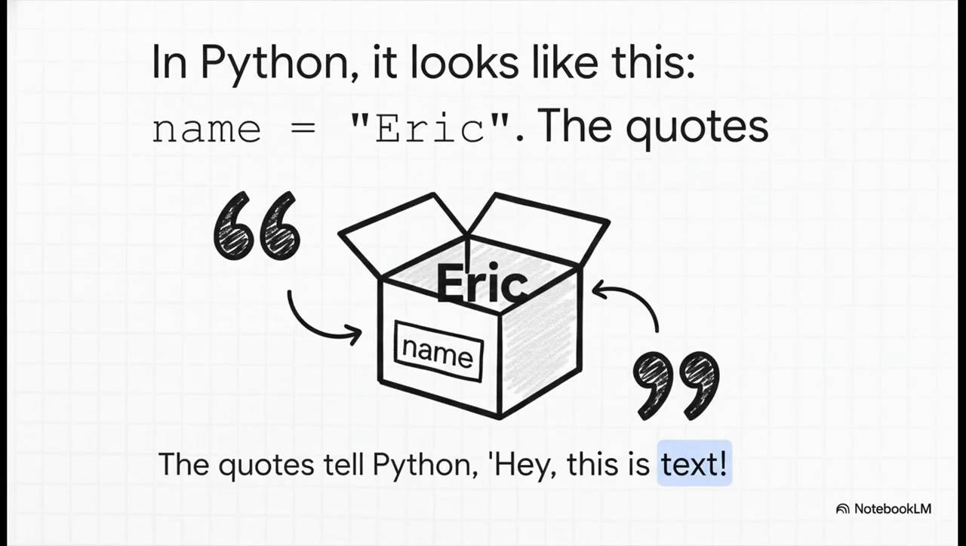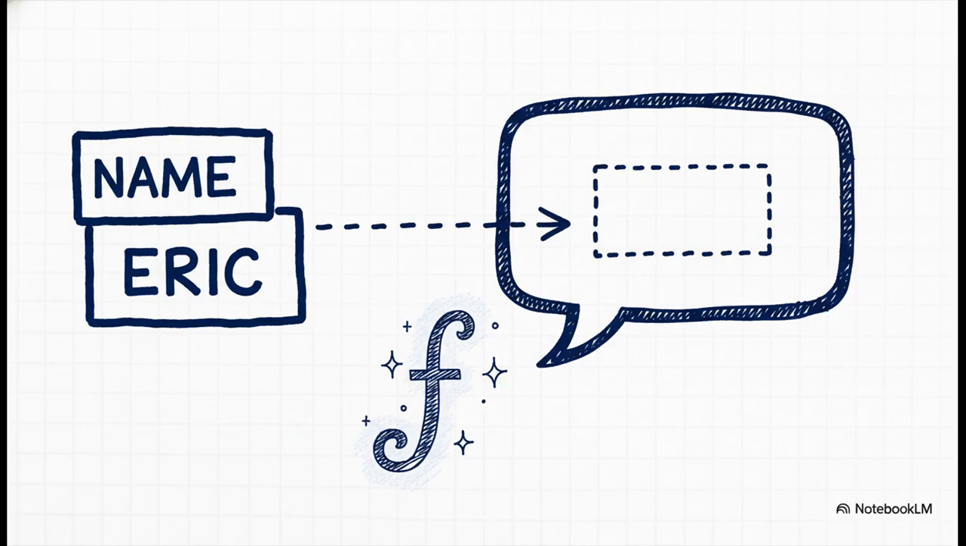Just like you see here, we're creating a box, we're labeling it name, and we're putting the word Eric inside. Now those quotes, they are key. That's our signal to Python that Eric is just text, not some kind of command. And with this one single line, we have our very first tool for working with text.